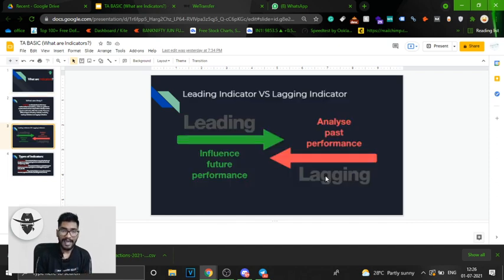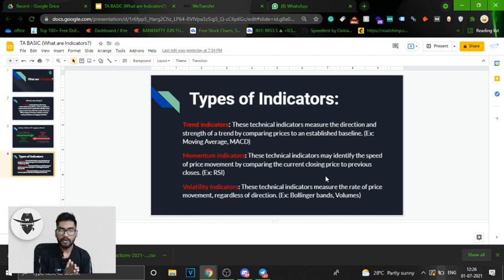Now, what are leading and what are lagging indicators? Leading indicators influence future performances. So it tells you what can be the possible move in the future at a certain point in time. Whereas the lagging indicator analyzes the previous, the past performances. So it will understand the previous price movement of a certain stock or an index or any chart that you're talking about, and it will give you data where you can study the previous moves of the chart. Whereas the leading indicator will give you data about the future price movements. Lagging indicator will give you data of the previous price movement. I know it might be a bit confusing. Let's take some examples, then this entire process will be very clear to you. It's very easy.